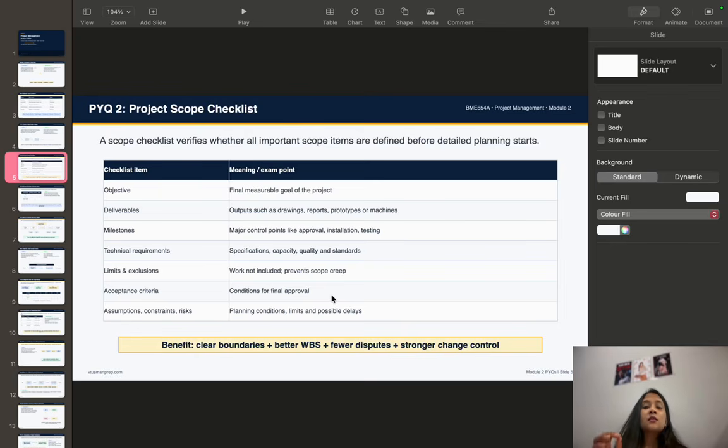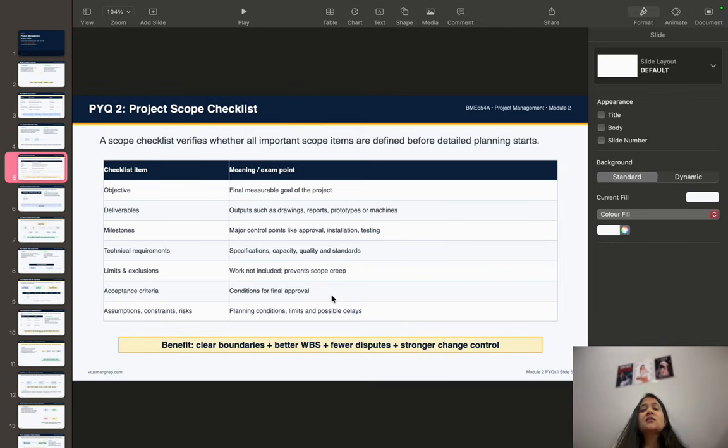First item is objective. It tells the final measurable goal of the project. Second is deliverables. These are the outputs such as drawings, reports, prototypes, machines, or completed systems. Third is milestones. These are the major control points like approval, installation, testing, or handover. Fourth, technical requirements. These include the specification, capacity, quality, and standards.